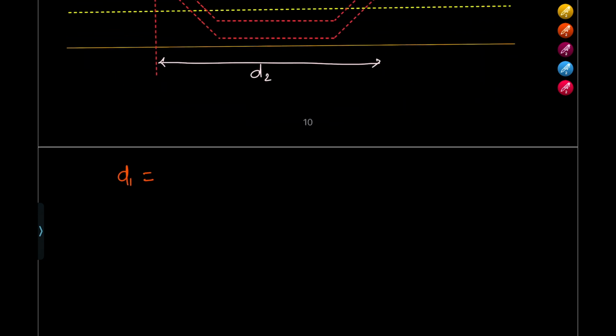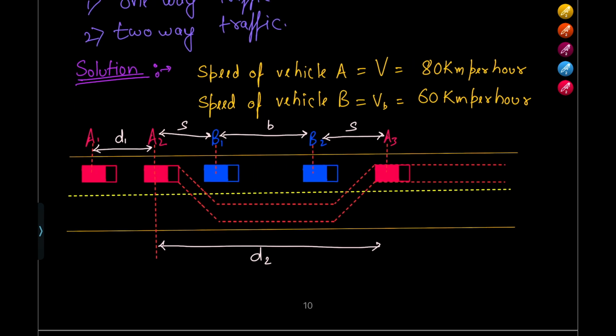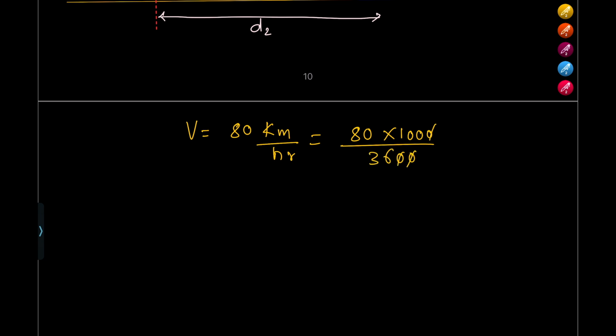Next, we'll calculate the distance D1. Since these speeds need to be converted to meter per second, we'll convert these speeds. For 80 km per hour, how can we convert it to meter per second? V is 80 km per hour. We need to convert it into seconds, so we'll multiply by 1000 and divide by 3600. This will convert it into meter per second. For 80 km per hour, let me calculate it and show it to you. It will come out to be 22.22 meter per second.